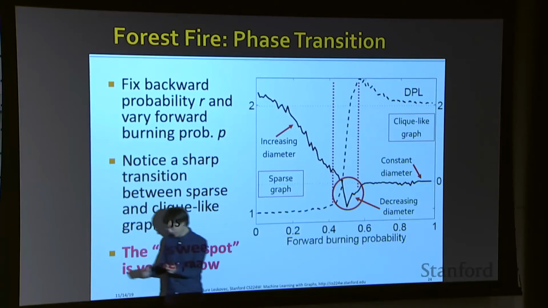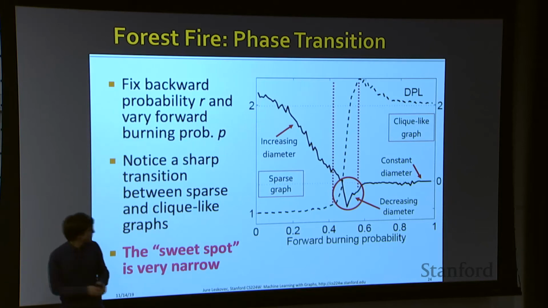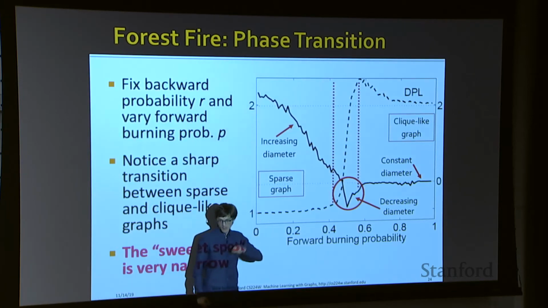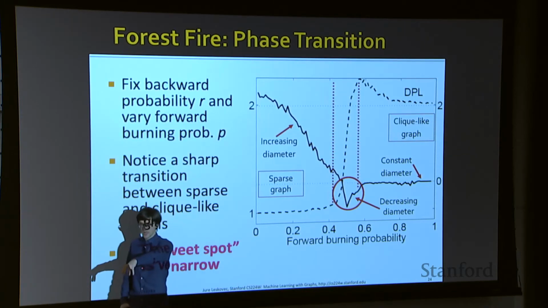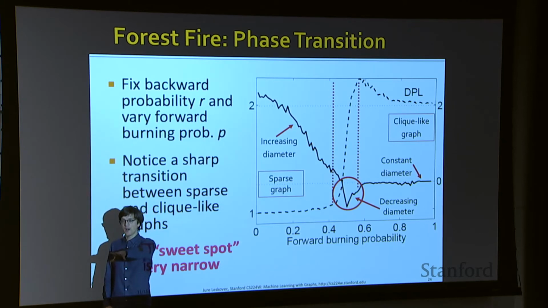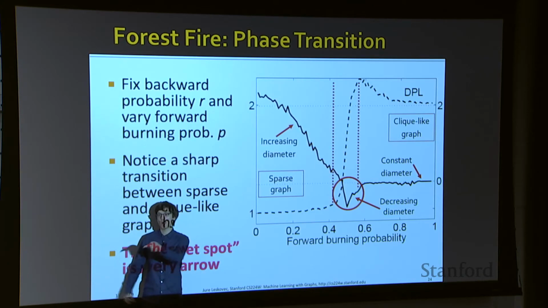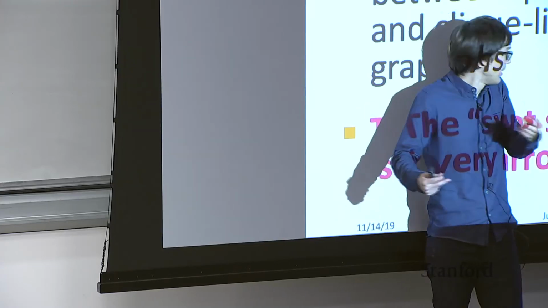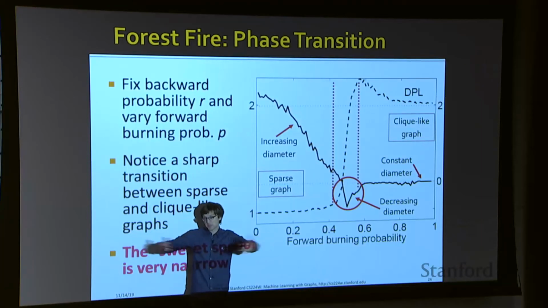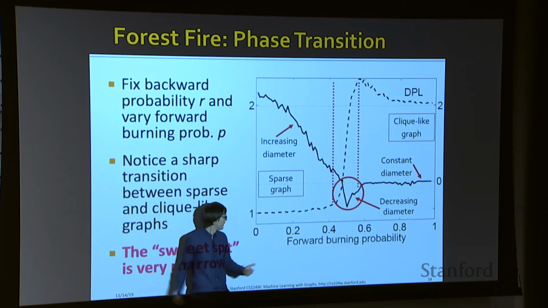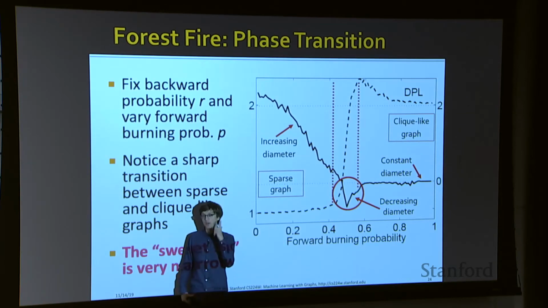Because if the burning probability is small, then just think of this endpoint here. This means that whenever a node arrives, it selects an ambassador, but then no fire happens. So this means essentially I'm creating this tree where every node has one outgoing edge, right? So the diameter will be increasing because I'm just creating a tree. And it won't densify because every node has exactly one outgoing edge, right?